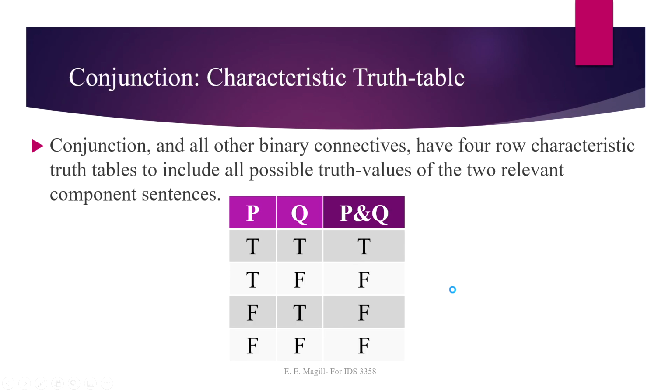Conjunction and all of the other binary connectives have 4-row truth tables. Conjunction is a fairly easy one to remember. It is only true when both conjuncts are true, as you can see on row 1 of the table, and it's false otherwise. So if one or both of the conjuncts are false, then the conjunction itself is false.